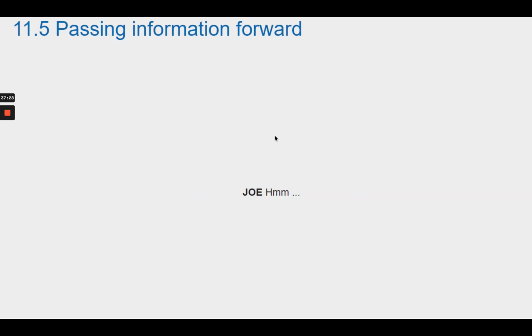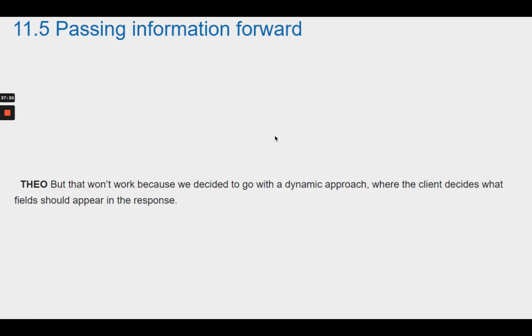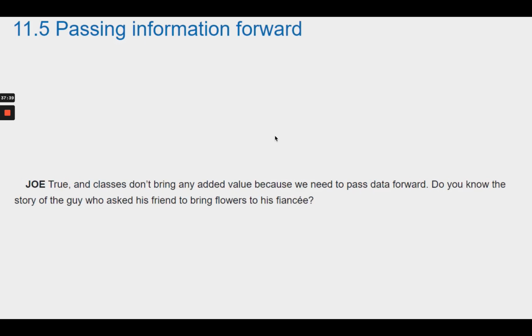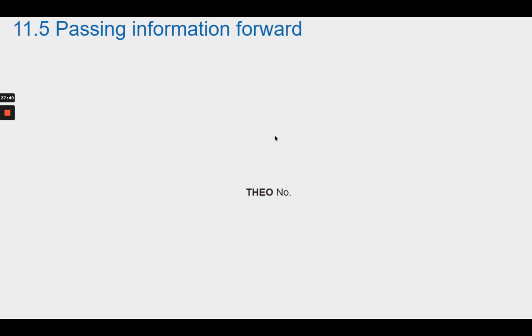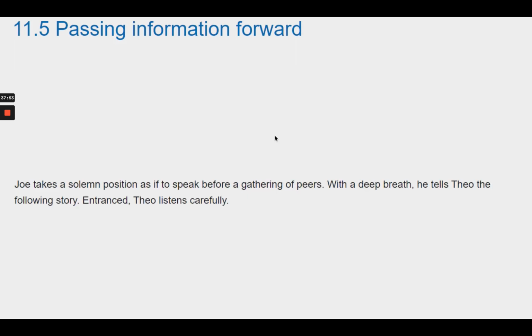Joe: but that won't work because we decided to go with a dynamic approach where the client decides what fields should appear in the response. Theo: true, and classes don't bring any added value because we need to pass data forward. Joe: do you know the story of the guy who asked his friend to bring flowers to his fiancée? Theo: no. Joe takes a solemn position as if to speak before a gathering of peers.